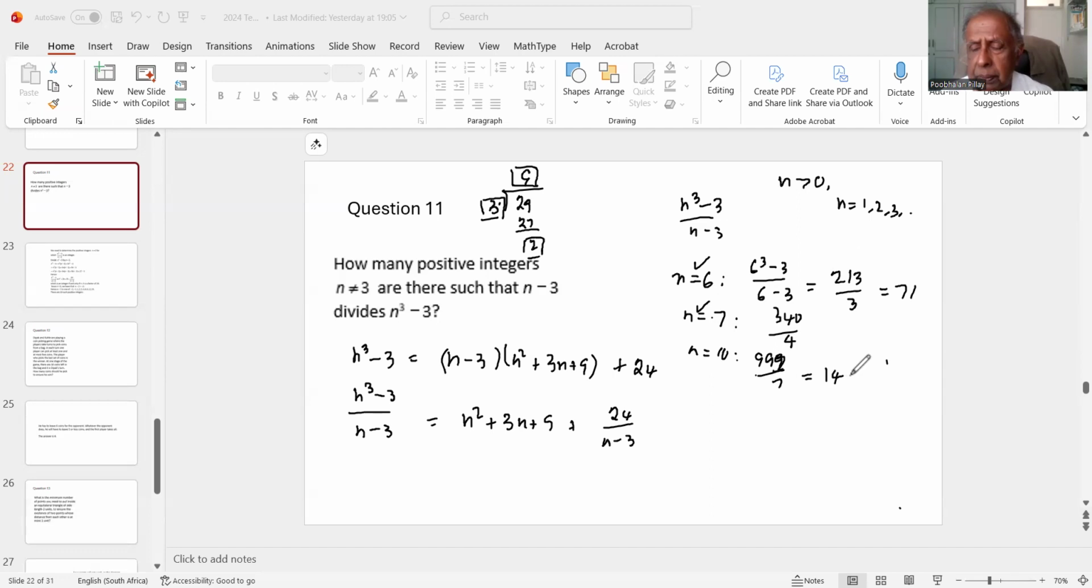It's 142, remainder 5. So this is not allowed. So the question is, which are the ticks here? Right? When do you get this to be an integer?